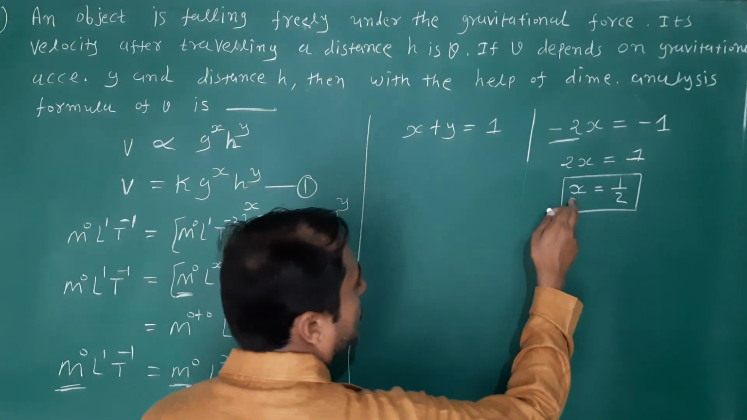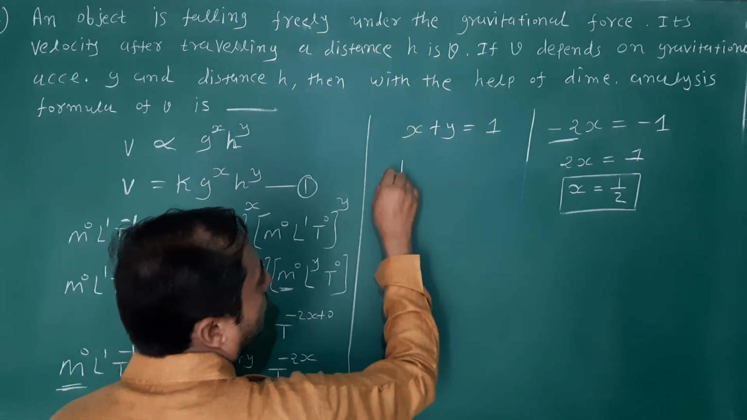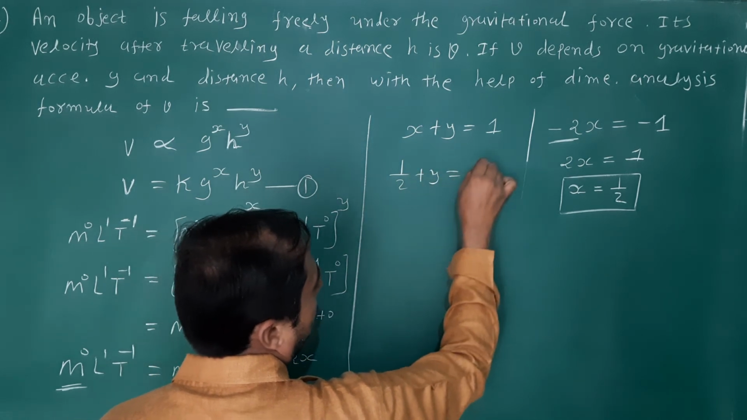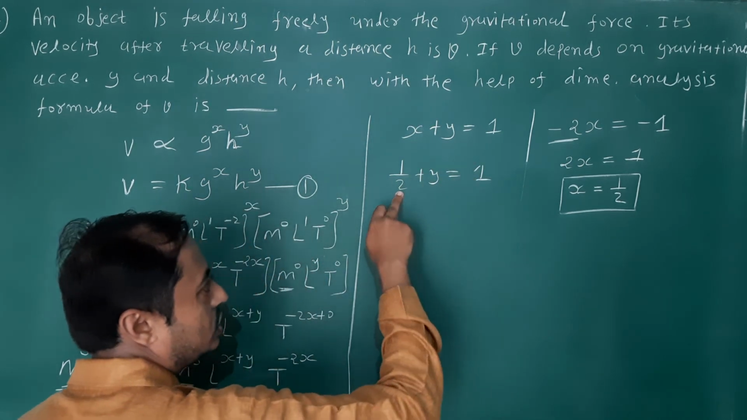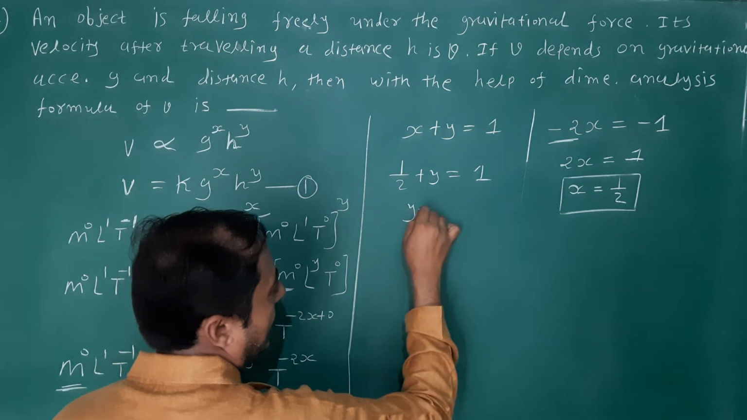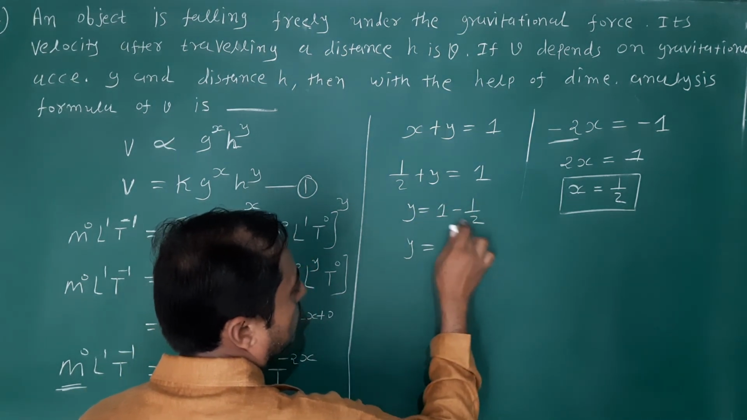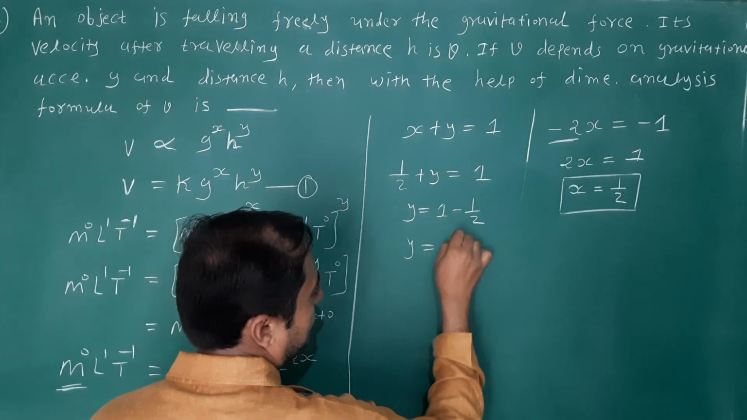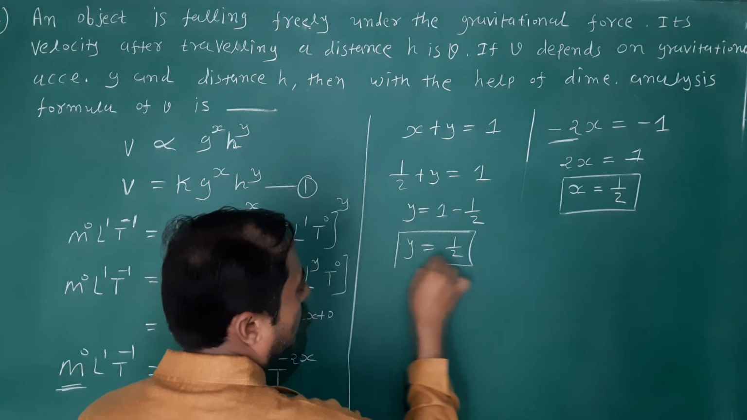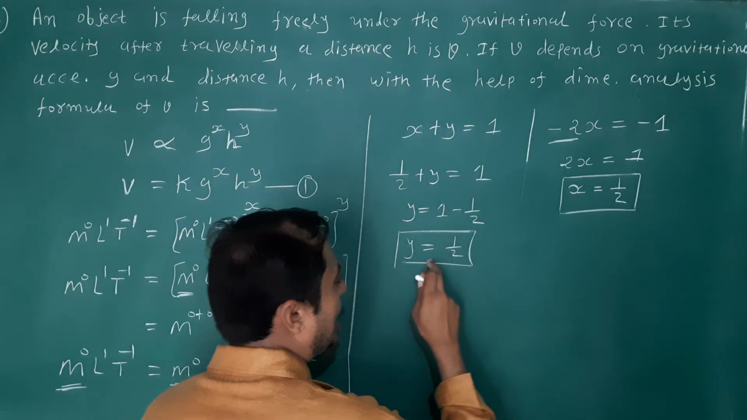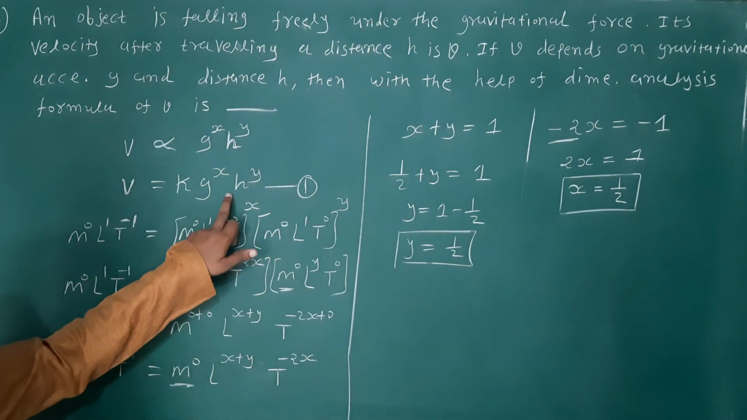This value is substituted in this equation. So 1 by 2 plus y is equal to 1. This 1 by 2 is moved to the right hand side. So we can write y is equal to 1 minus 1 by 2. Means 2 ones are 2, minus 1 means 1 by 2. So the value of x and the value of y are available.